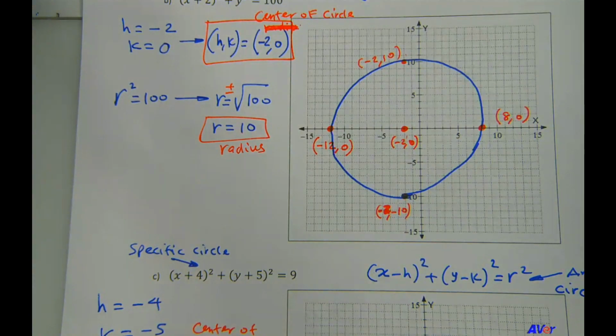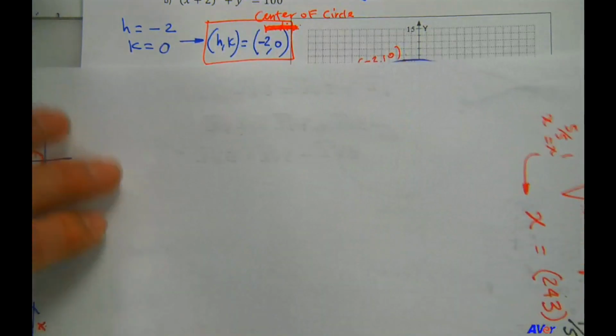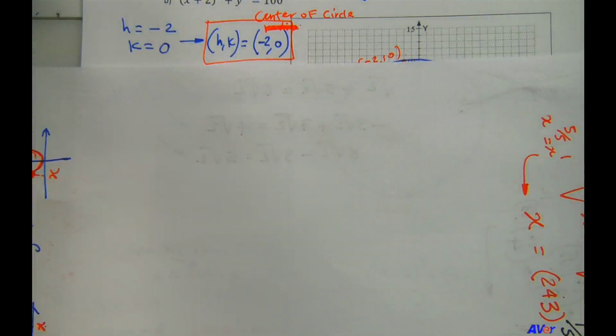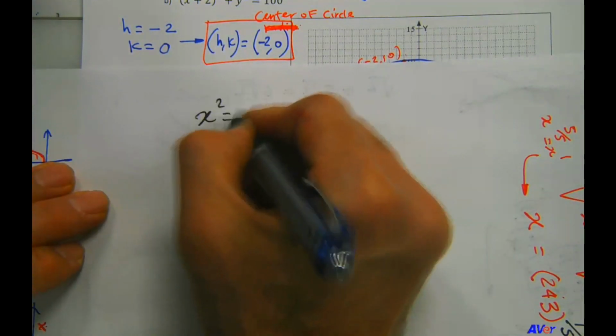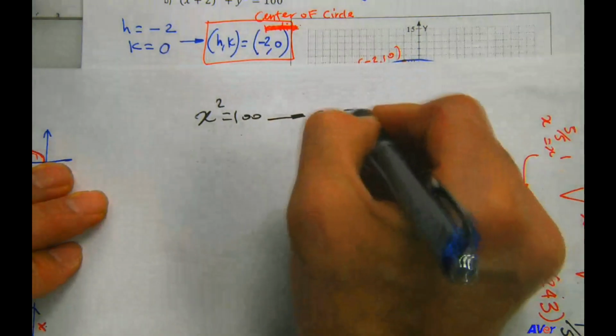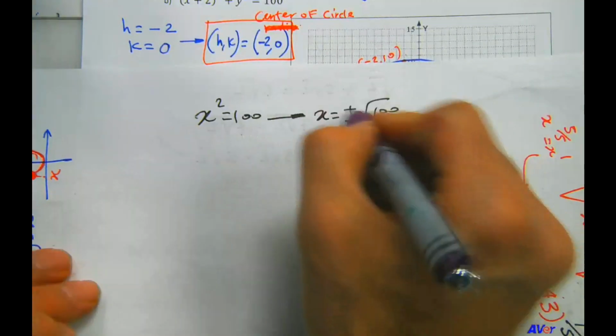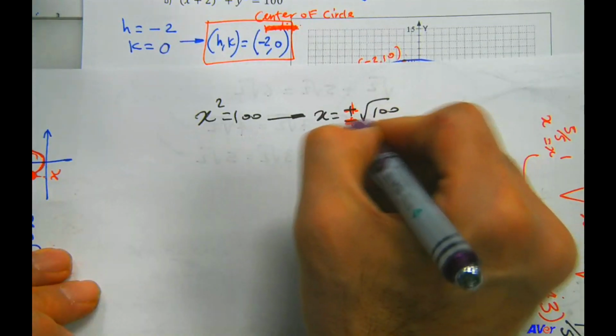If x squared was equal 100, I mean, let me use a scratch paper here to make this point. This is important. So if you have x squared equals 100, then x equals plus or minus square root of 100, right? This is very important for you guys to remember. Plus or minus.